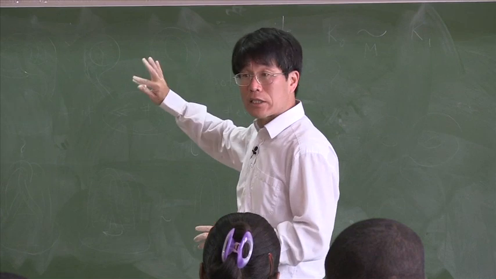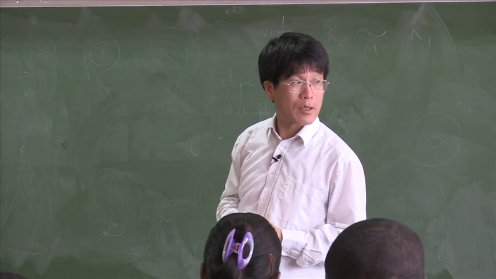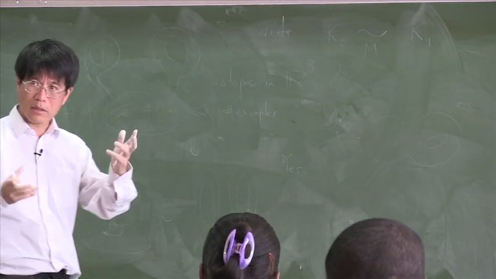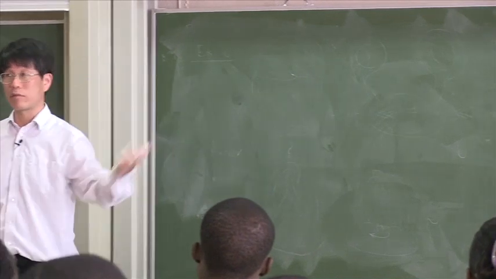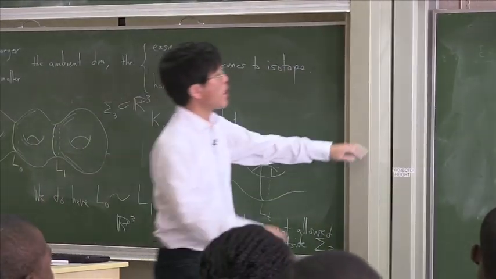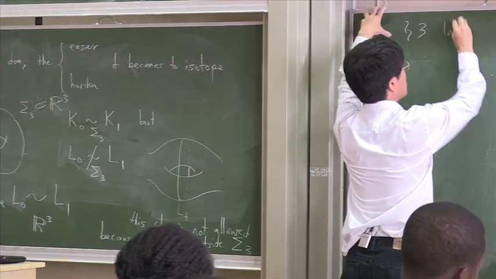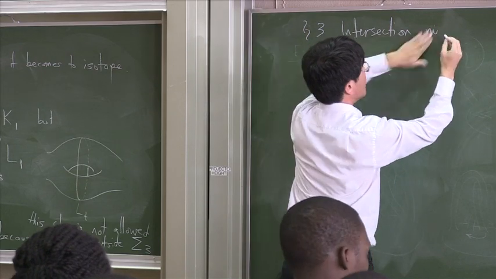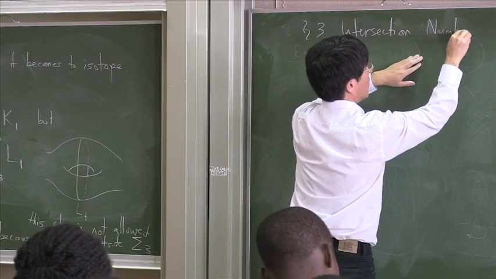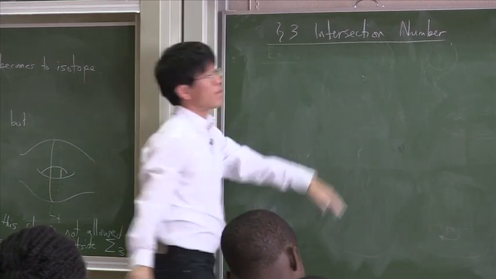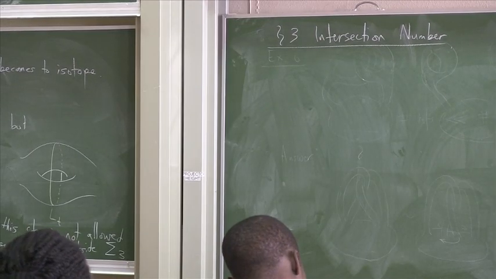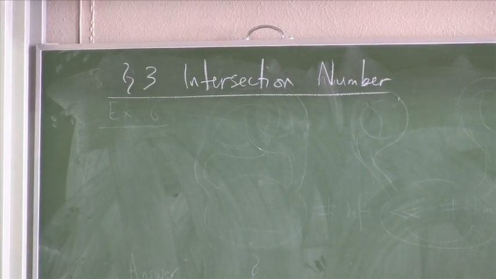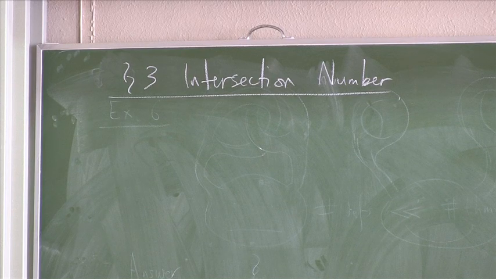It's similar. We shall introduce a concept called the intersection number, and that intersection number, this interesting thing, is conserved in the course of deformations. So, chapter 3. Some people call it intersection index. But because the plural of index is indices and plural of number is numbers, I think number is an easier word.